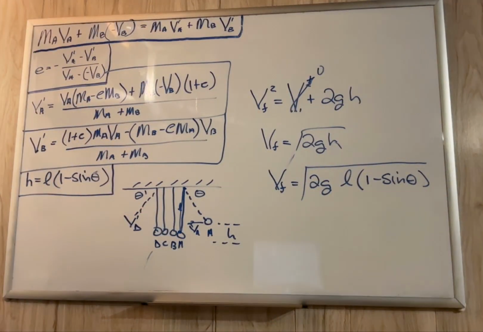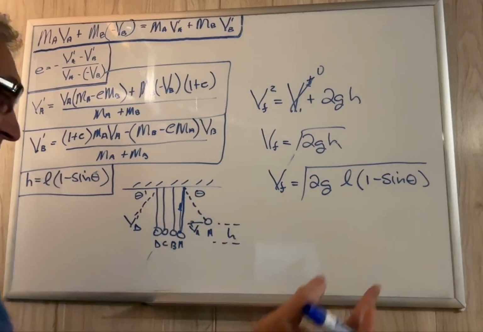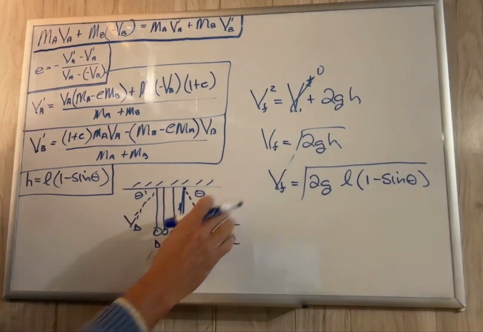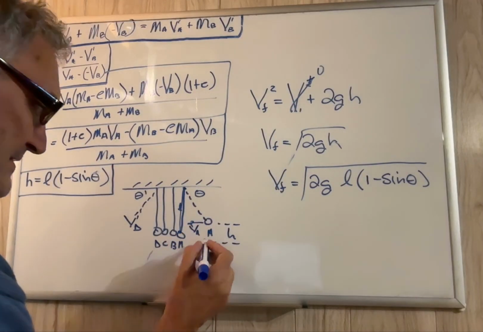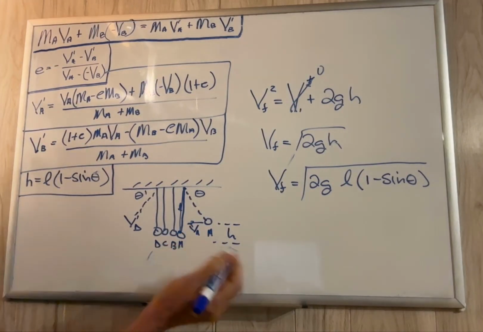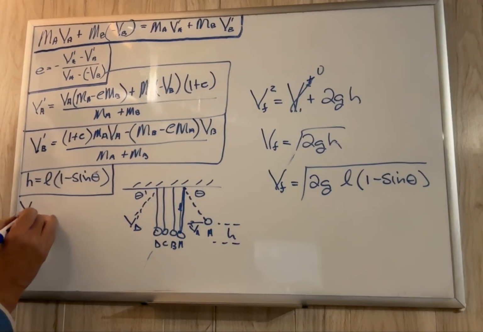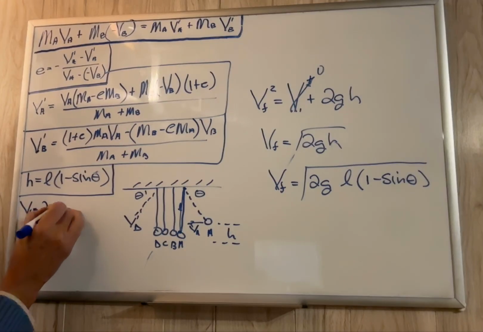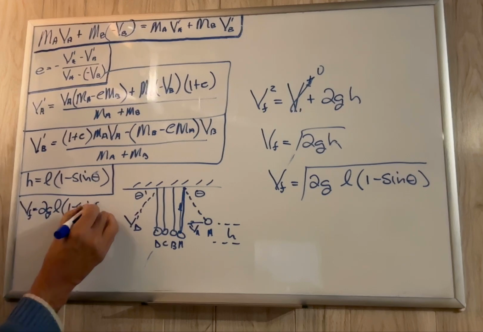Hey, we found a velocity. We found the velocity of ball A. So basically, it's VA, or VA final, because it's the velocity at which ball B is going to feel ball A. All right, so let's put that over there just for fun. Velocity is equal to the square root of 2g times L times 1 minus sine theta.